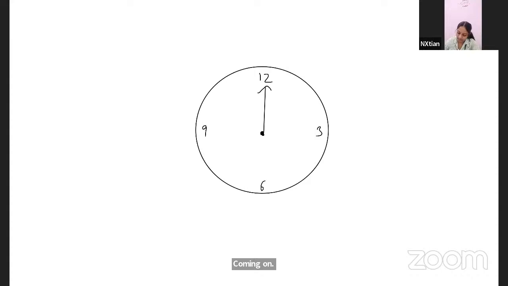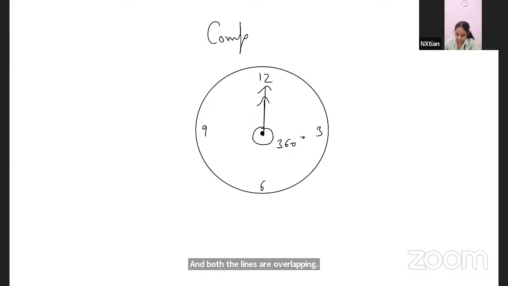That's exactly 12 a.m. or 12 p.m., when both the hands are on 12. The minute hand and the hour hand are on 12. So that is when it's forming a complete angle. This is when it's forming a 360-degree angle. Ma'am, is it because it's forming a 360-degree turn? Yes, it's a whole 360-degree turn, and both the lines are overlapping each other. So this is forming a complete angle.